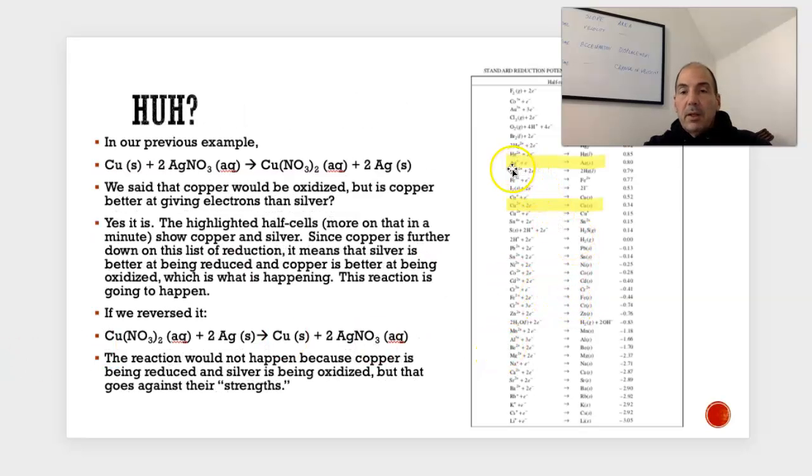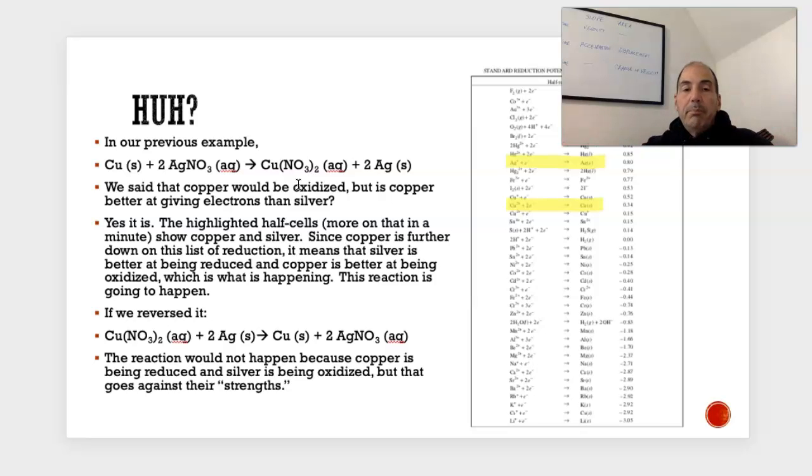If we look back at our reaction, here's the copper going from 0 to +2 that we talked about, and here's the silver going from +1 to 0 that we talked about. We see that silver is higher on the list. Silver is better at being reduced. Well, that's what we said silver was going to do. Copper is being oxidized. That's what we said copper is going to do.